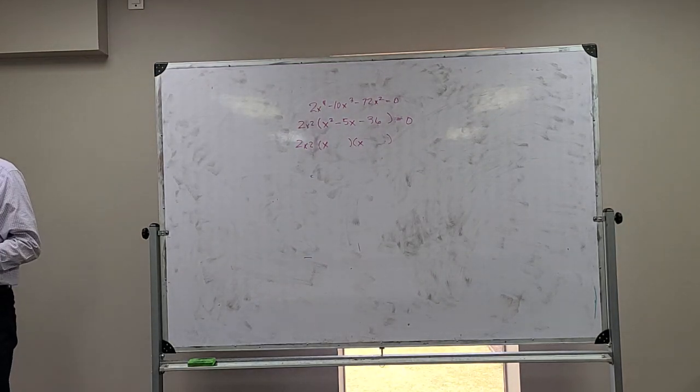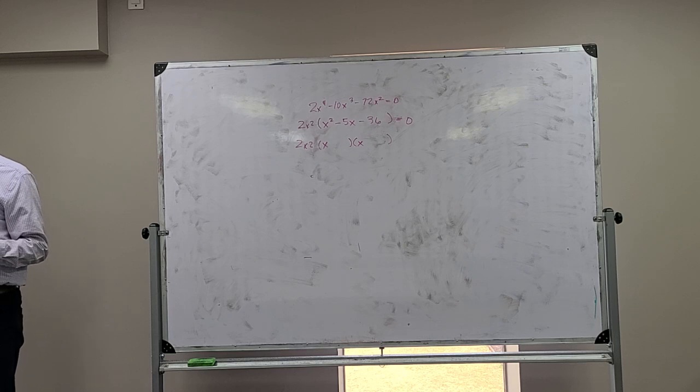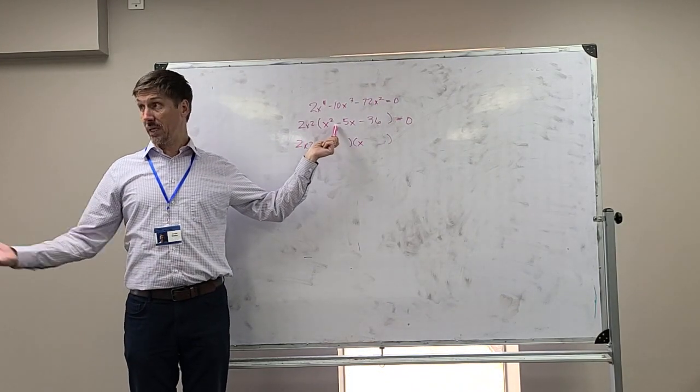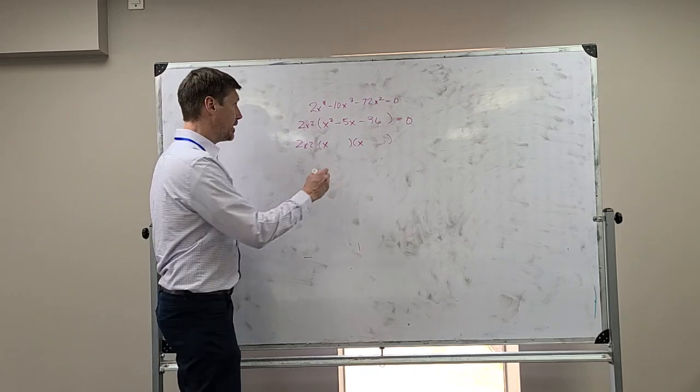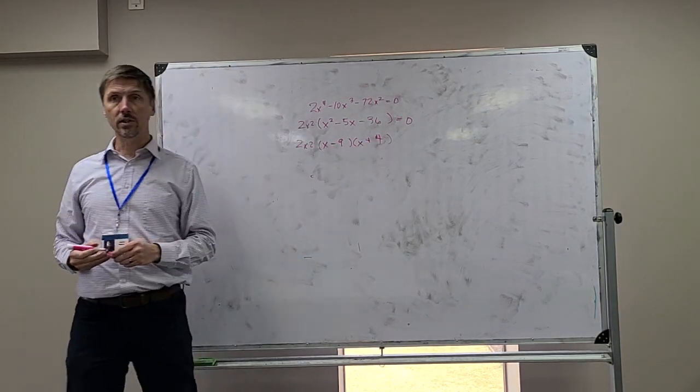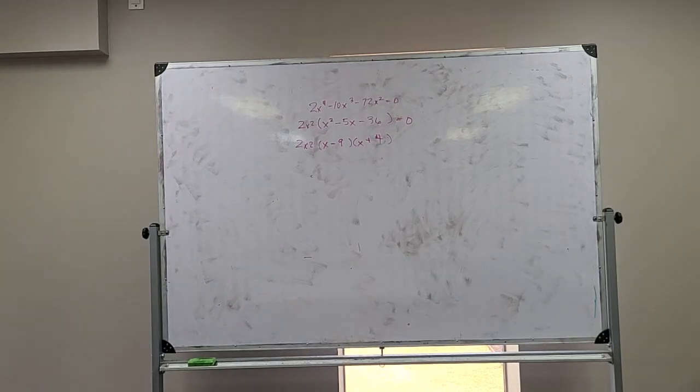4 and 9. Which one's got to be negative? One of those has to be negative. When we add them together, we want the sign to be negative. So the bigger of the two's got to be negative, right? So we want a negative 9, and we want a positive 4. You guys see that? Negative 9 times 4 is negative 36. Negative 9 plus 4 is negative 5. So now we've factored that.